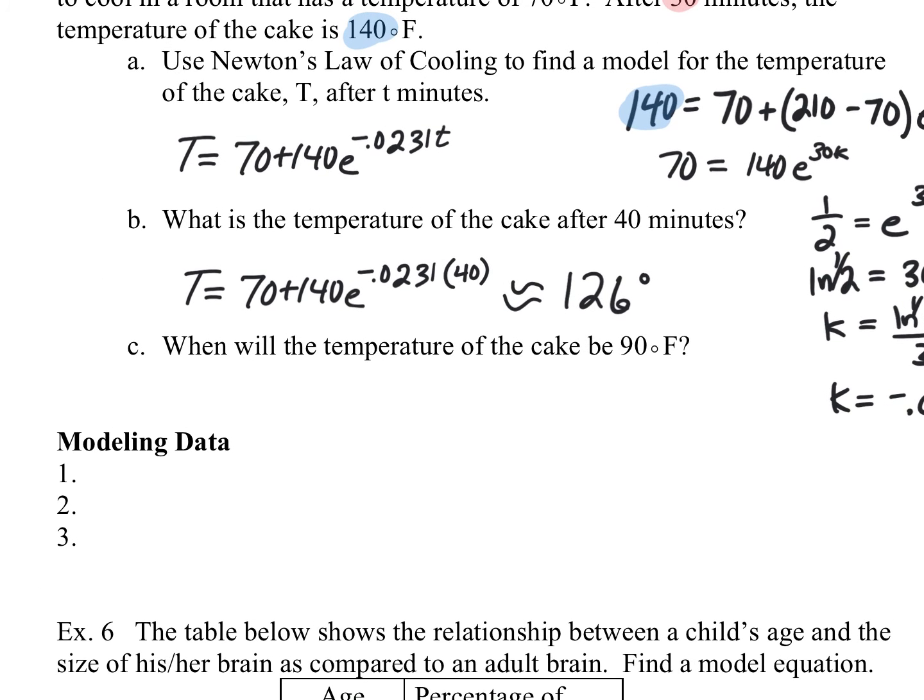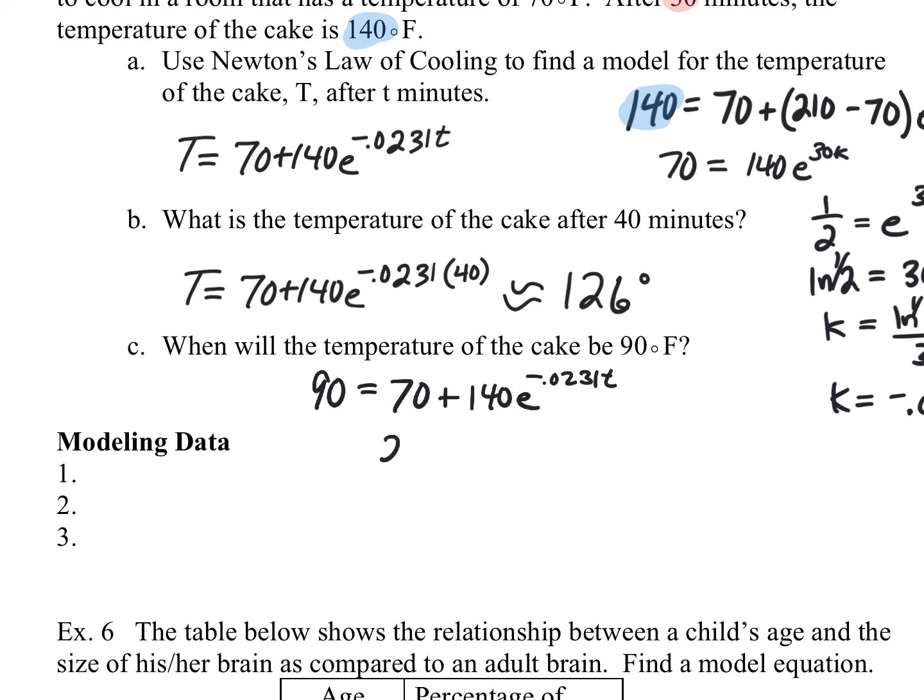Working the other way will be similar to the process of finding K. When will the temperature be 90 degrees? Well, that's our current temperature. That's going to go into our model of 70 plus 140 E to the negative 0.0231 T. And really, we're trying to solve this equation for T.